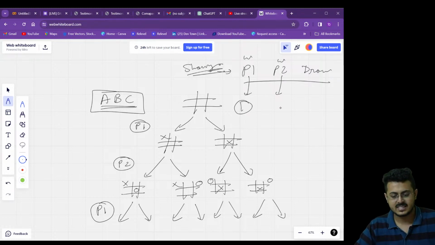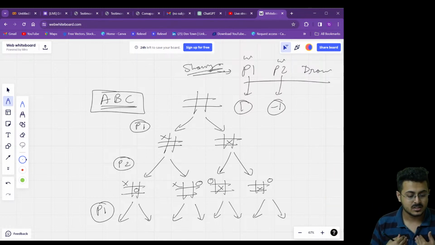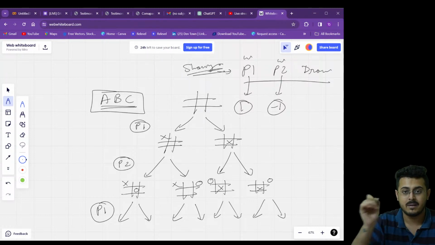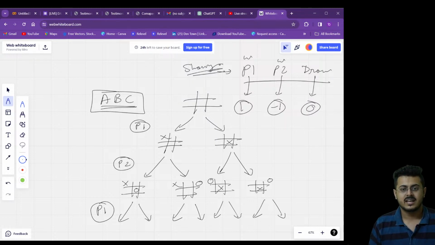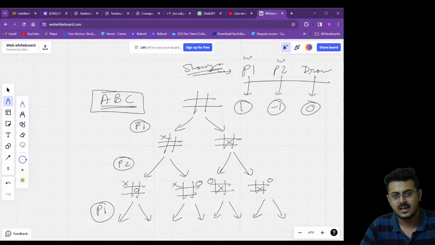If player 2 wins, I can represent that state of the game by -1 because my enemy won. I lost, so my enemy won right over there. So I can represent that game state by -1. And if it's a draw, then I can represent it by 0 because in that game state nobody won, neither me nor the enemy.